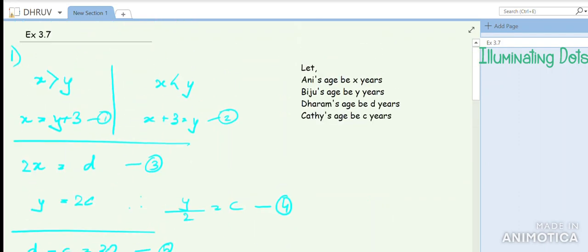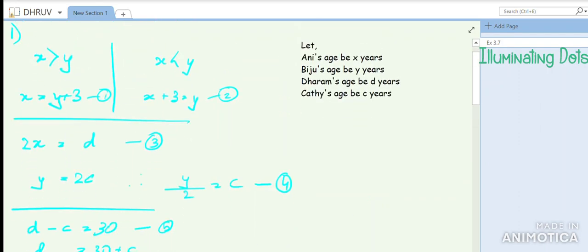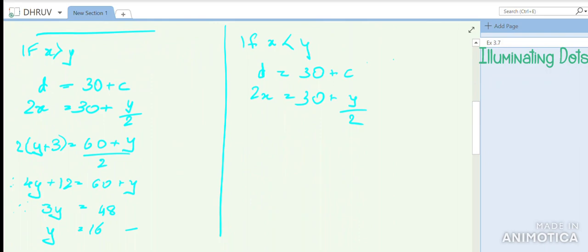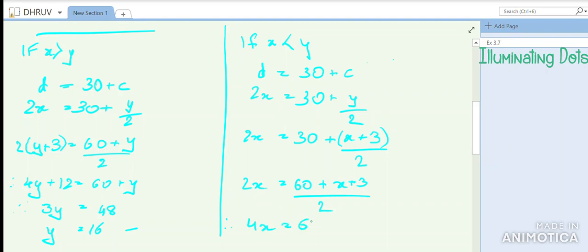Now when x was less than y, y is equal to x plus 3. So 2x is equal to 30 plus (x plus 3) upon 2. So this was in bracket, I can write this in bracket also. So this is what I got now. Now what I do is 2x is equal to 60 plus (x plus 3) upon 2. Now therefore this 2 goes here, so it becomes 4x is equal to 60 plus x plus 3.